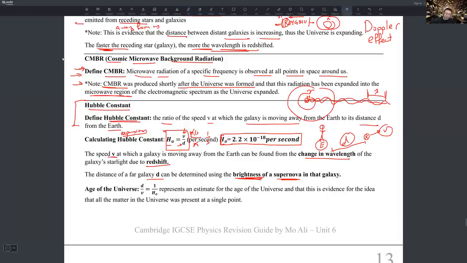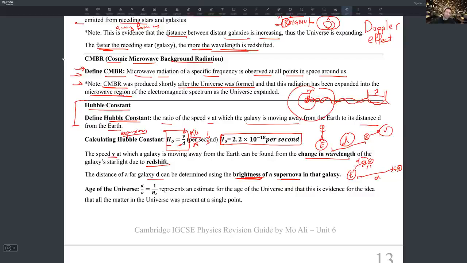The farther the galaxy is from me, let's say this is galaxy X, this is galaxy Y, this galaxy will be brighter in our telescopes. This one will be less bright because it's farther away. So I can calculate the distance using brightness. We won't take any formulas this year. The distance and the speed and the Doppler effect, we have nothing to do with them. We're just stating key points.